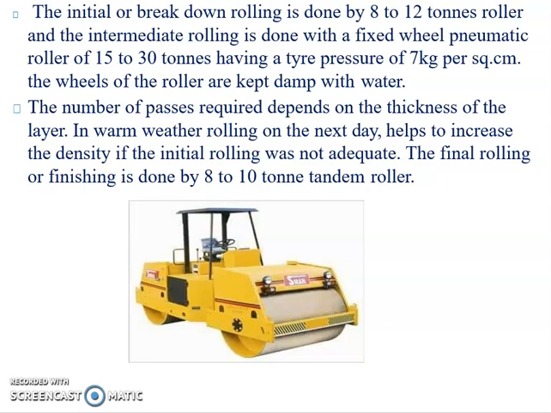The wheels of the roller are kept damp with water. The number of passes required depends on the thickness of the layer. In warm weather, rolling on the next day helps to increase the density if the initial rolling was not adequate. The final rolling or finishing is done by an 8 to 10 ton tandem roller. This is the road roller picture.